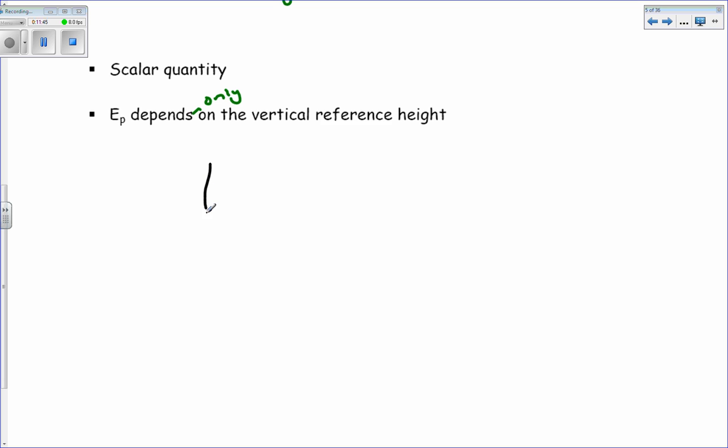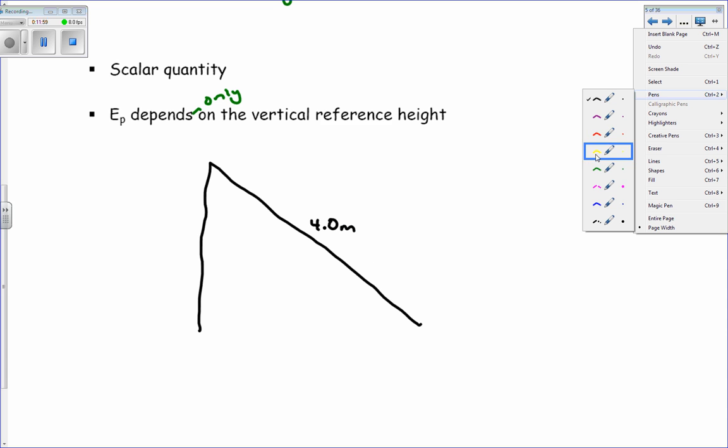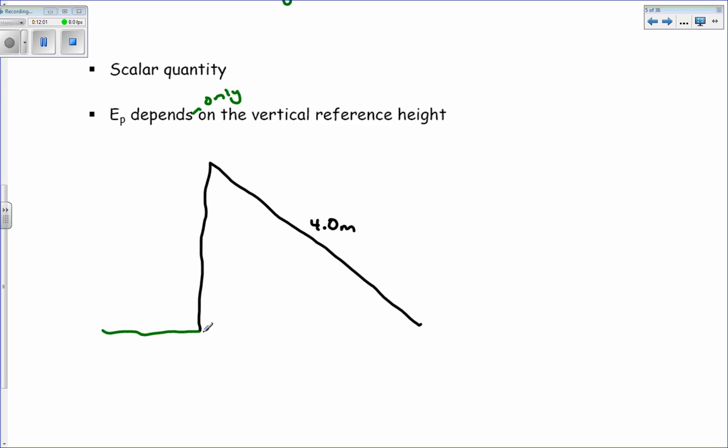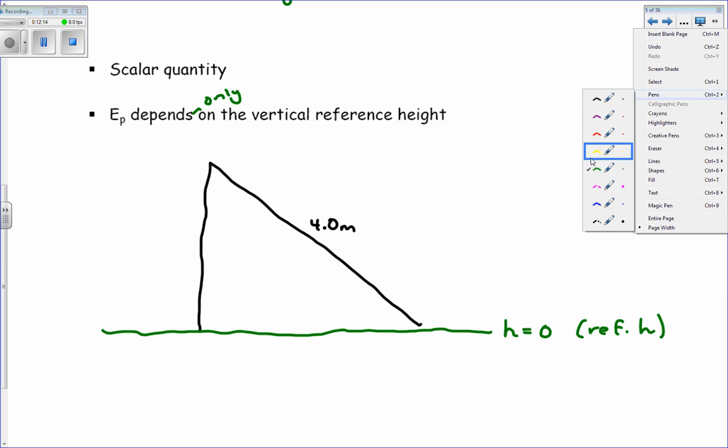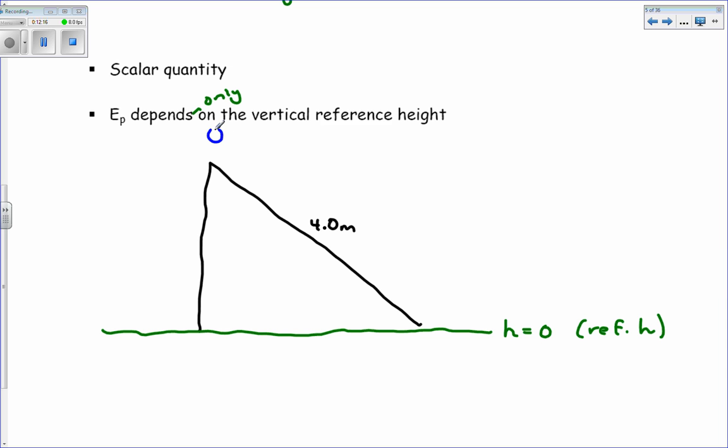Okay, so we'll say this is our slide. Whoops, that's supposed to be a straight line. And this is our slide going down here. And let's say this is 4.0 meters, the length of the slide. And we've got our little guy up to the ground. So this is the ground along here. Right, so that would be our h equals 0. So that's our reference height. And our little guy sitting on top of the slide. Okay, like that. And that's the height of the slide.